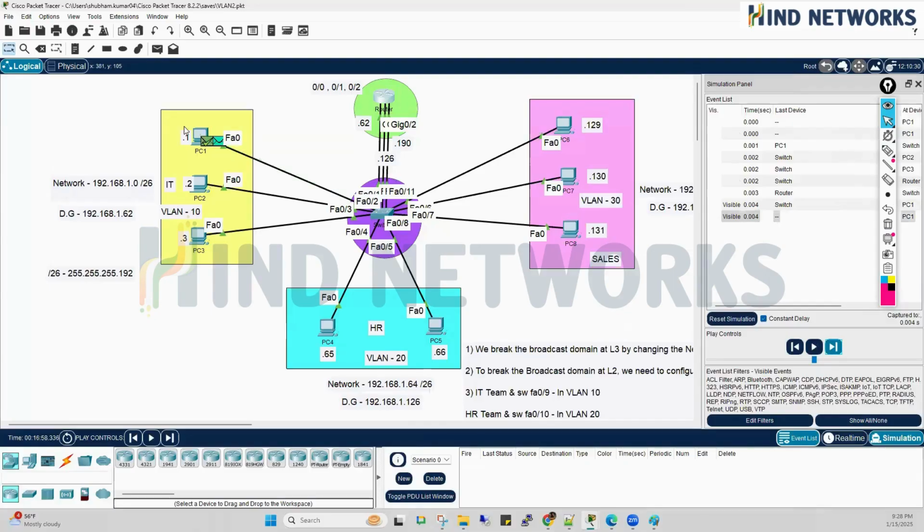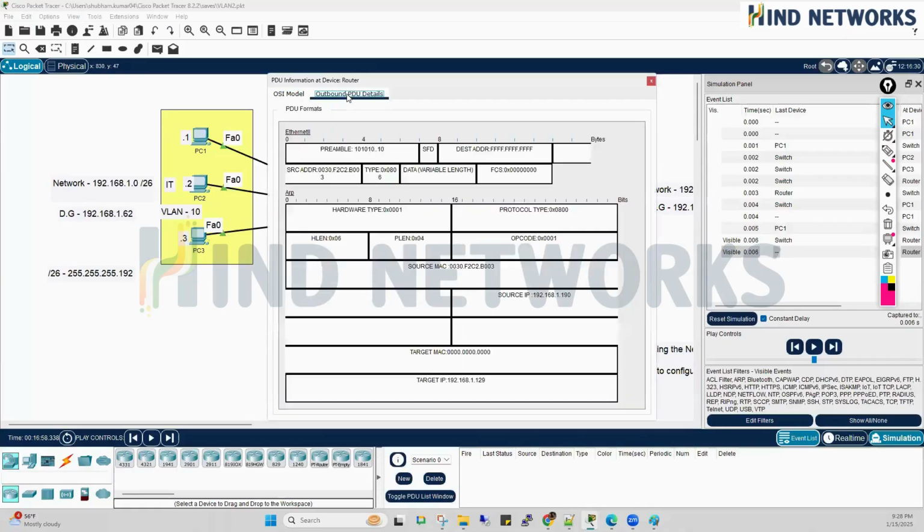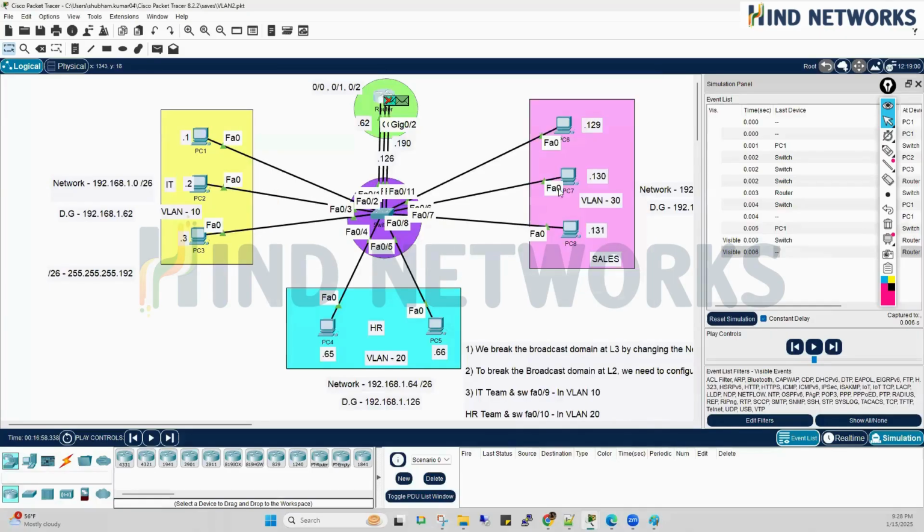Now this PC knows what the default gateway MAC address is. Now this PC will send the ICMP packet. The ICMP packet will reach the switch, and the switch forwards this packet to the router, right? Now the router will open this packet and check: I do not have the MAC address of the device which you are pinging. You are pinging this device, right? You are pinging this device from this device.